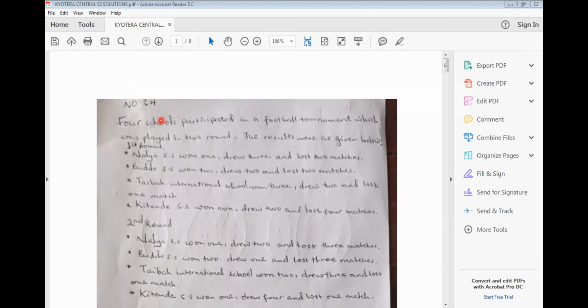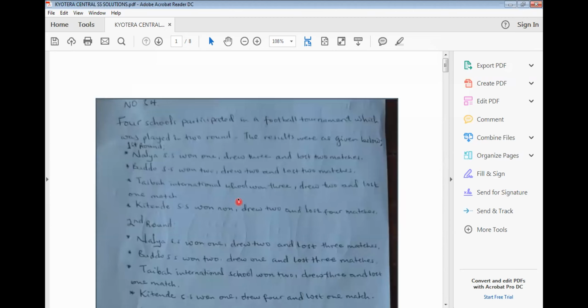Number 34, the question is, four schools participated in a football tournament which was played in 2 rounds. The results were as given below. The first round, Nadia Secondary School won 1, drew 3, and lost 2 matches. Budo Secondary School won 2, drew 2, and lost 2 matches. Taiba International School won 3, drew 2, and lost 1 match. Tende SS won 9, drew 2, and lost 2 matches.